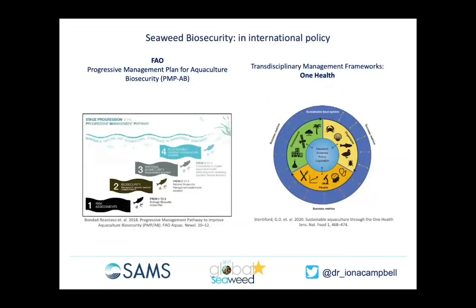And since this work was published, there has also been some international initiatives regarding biosecurity in the aquaculture industry, and one of them being the Progressive Management Plan for Aquaculture Biosecurity led by the FAO, which is designed to assess and build aquaculture biosecurity capacity on a national scale. And another of those has been the recent publication on One Health in the management of the aquaculture industry as a transdisciplinary framework.